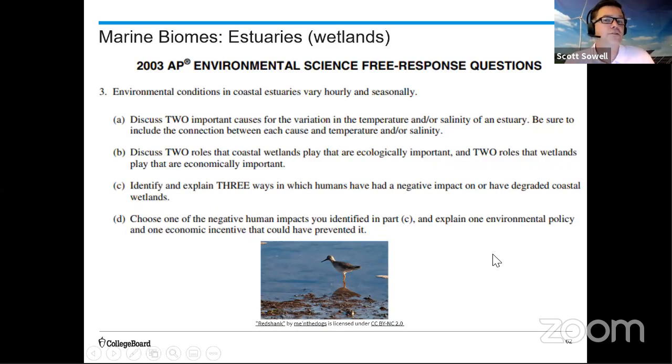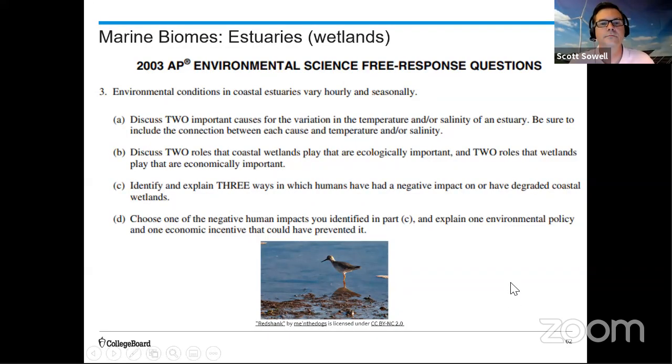Now, I'm not going to have you do this FRQ right now or for homework, but I just want you to make a note of it. 2003 FRQ question number 3 is a great review of estuaries and typical wetlands and some human impacts on those wetlands. So I highly recommend looking at 2003 question 3 and then looking at the scoring guidelines or the answer key.